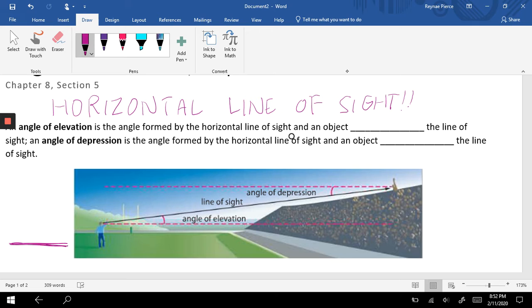So if you were standing and looking, and your line of sight was parallel with the ground, and that's going to be those objects that are above a horizontal line of sight. Okay, so in angles of elevation, your right triangles generally will look like this.